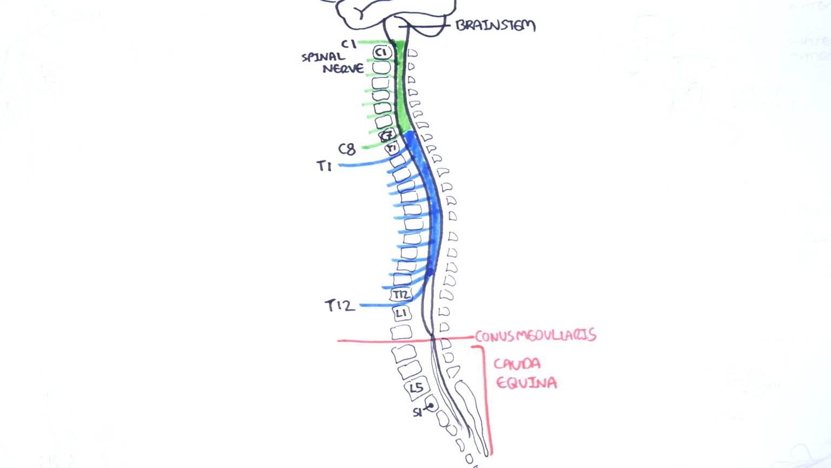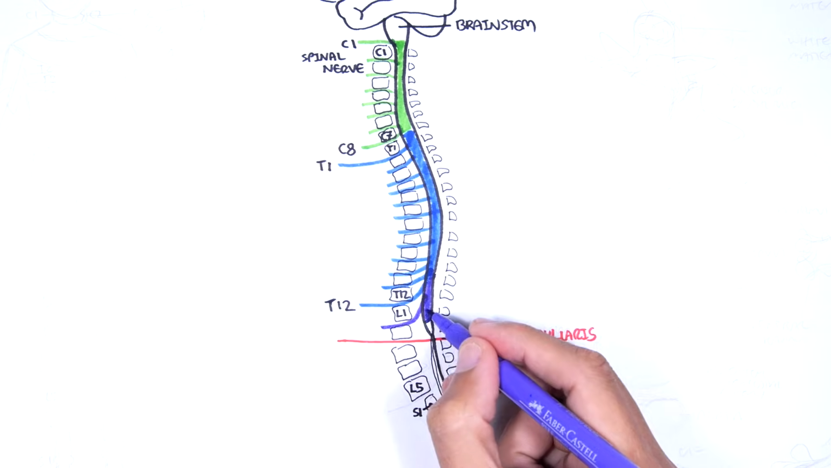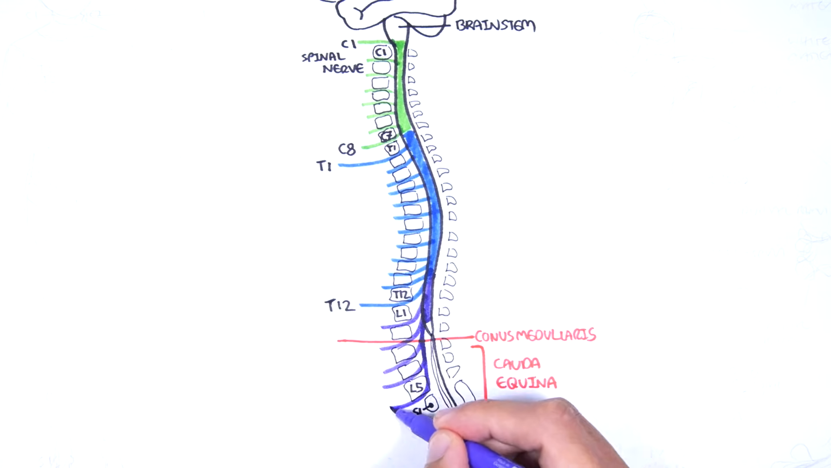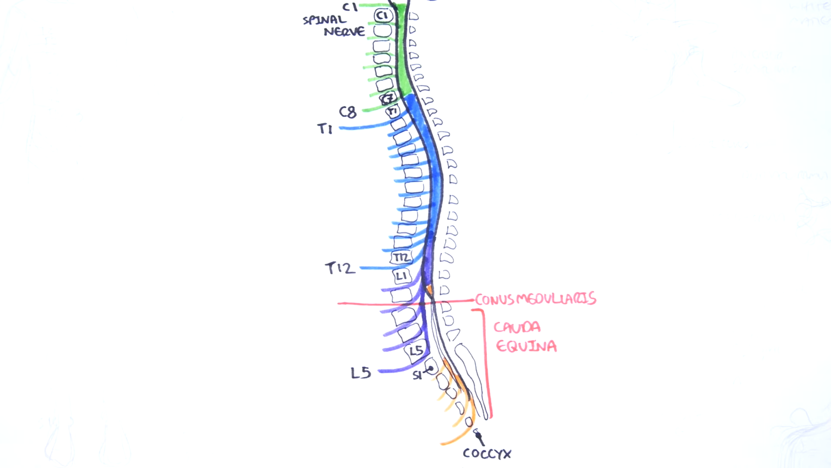The lumbar spinal cord here in purple has 5 pairs of lumbar spinal nerves, exiting again below their vertebral sections. For example, you have the L1 spinal nerve exiting below the L1 vertebra. The sacral spinal cord has 5 pairs of spinal nerves, which exit through the sacral holes. Finally, you have the coccygeal nerve, which exits below the coccyx.